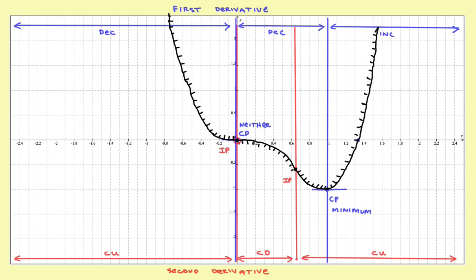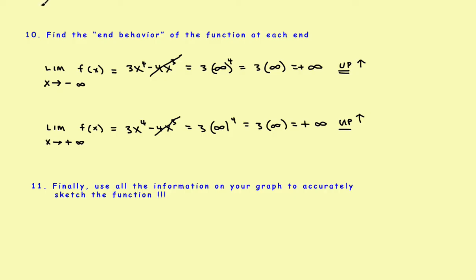And just a reminder, let's go back to our sketch over to our worksheet here. If you go way off to the left, y goes up toward a positive infinity. So it was a positive infinity here. If you went way off to the right, it was also positive infinity. So in both cases, it went up. And let's see how that works with our graph.